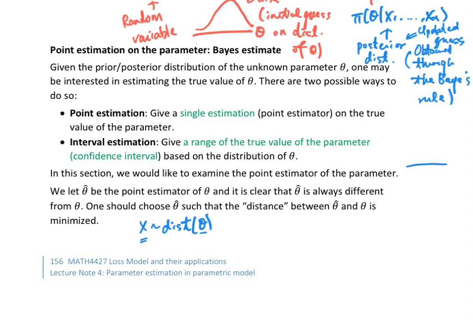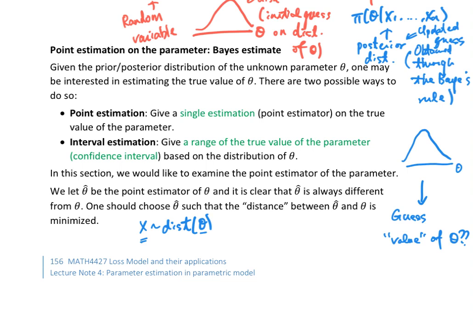So the question here is: given this distribution of theta, which lists all the possible values of theta, how do you use this to guess the value of theta? This is what we want to do next.